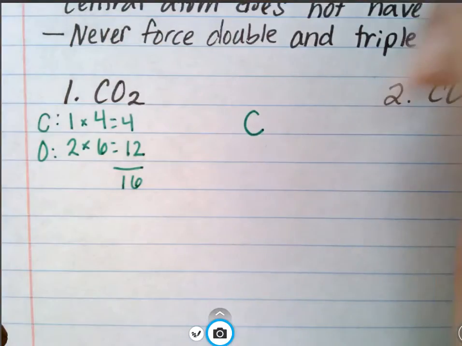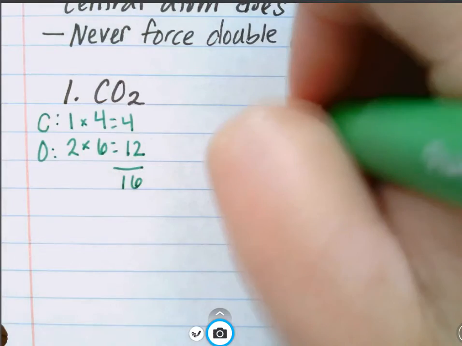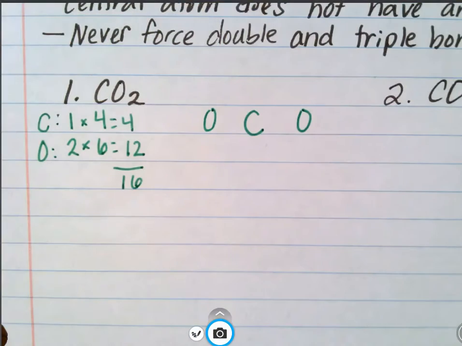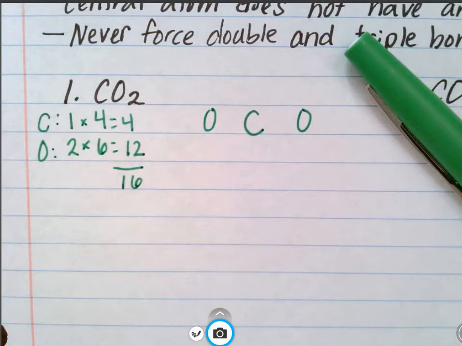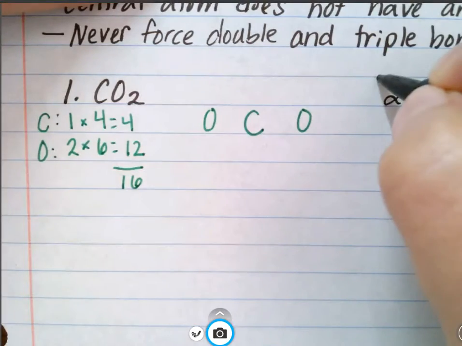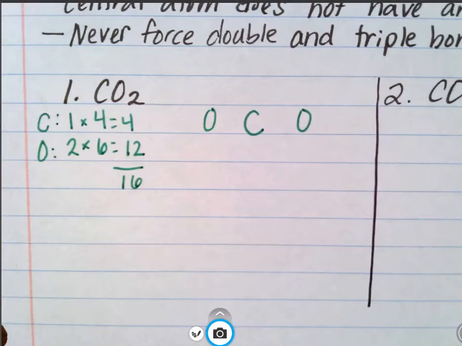So I'll put one carbon here, oxygen here, oxygen here. I'm gonna run out of room. Let's make this example long. This will be the last thing we do.